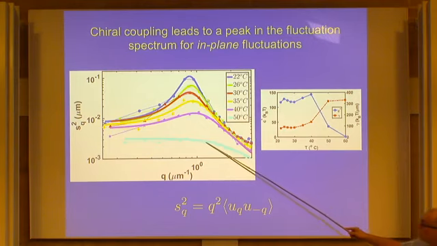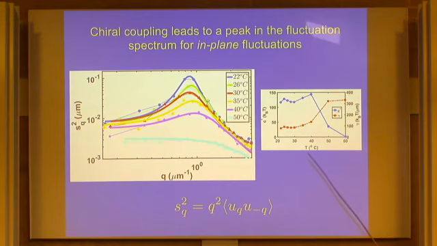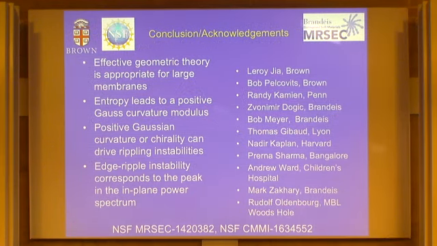But anyhow, here we see this peak, and again I want to emphasize that this is the in-plane fluctuations. It doesn't depend enough on the Gaussian curvature modulus for us to really give a sharp measurement of the Gaussian curvature modulus. All we can say is that we use a value of 150 kBT for all of these curves, and that seems reasonable.